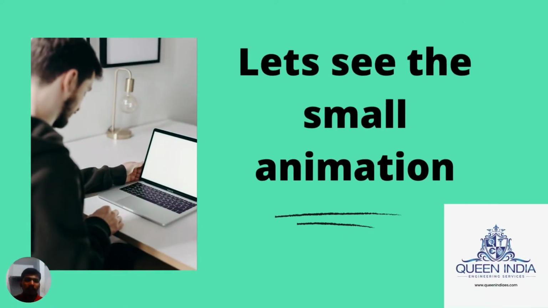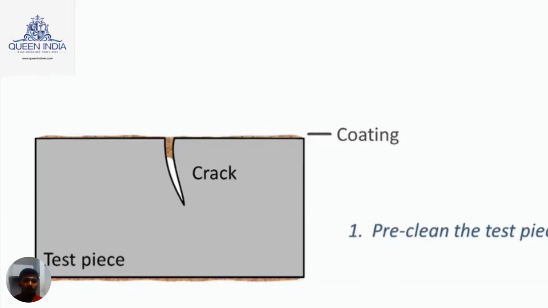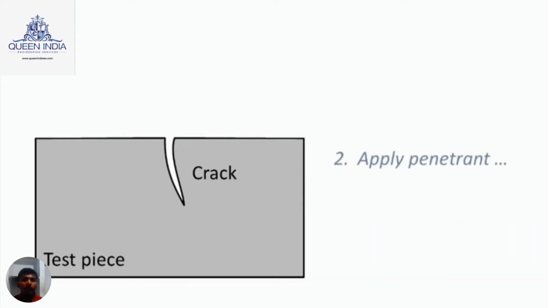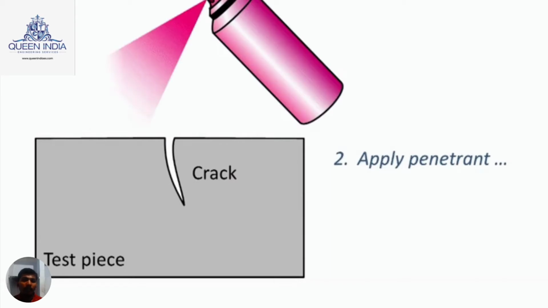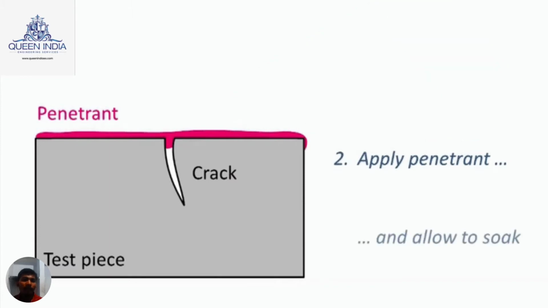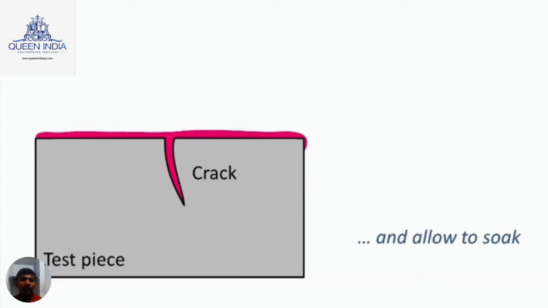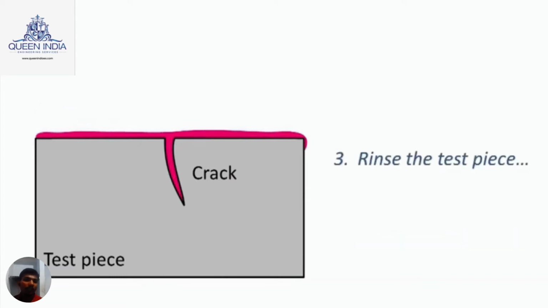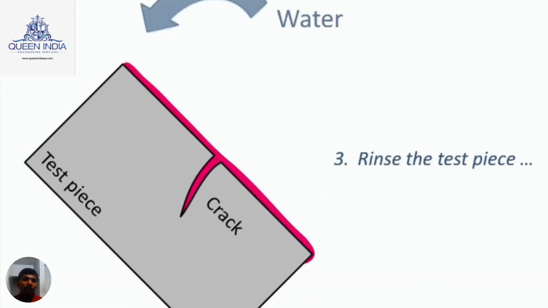Let's see the small animation. Pre-clean the test piece. Apply penetrant. The pink bottle is penetrant. The penetrant goes inside the crack and is allowed to soak. Rinse the test piece using cloths or water to remove the excess penetrant and let it dry.